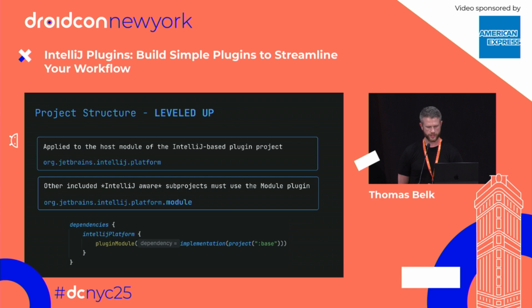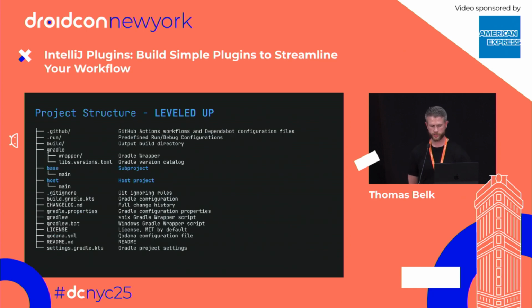Note that base is added to both the implementation dependency configuration and another called IntelliJ Platform Plugin Module. This guarantees that the submodule content will be merged into the main plugin's jar file. Otherwise, you'd have to write some custom Gradle logic to create an Uber jar output from the host. And I would know because I missed that in the documentation, wrote a whole bunch of custom scripting, and then found out later on that they actually offer this by default.